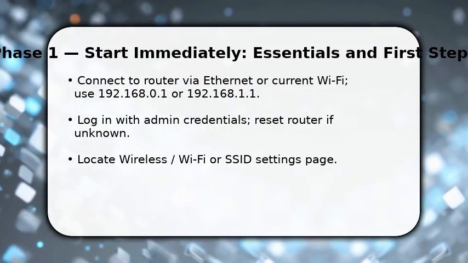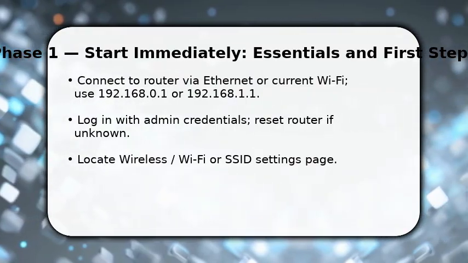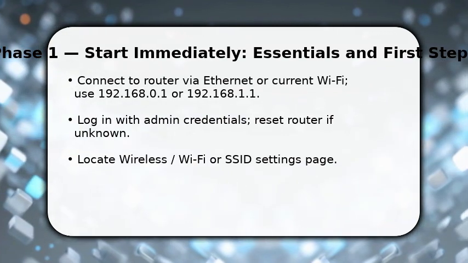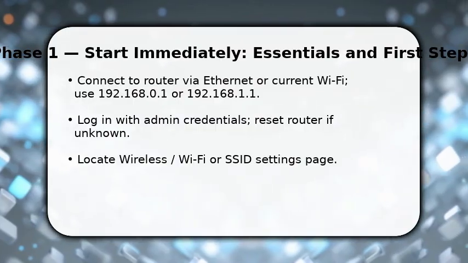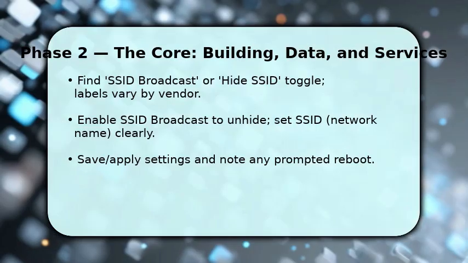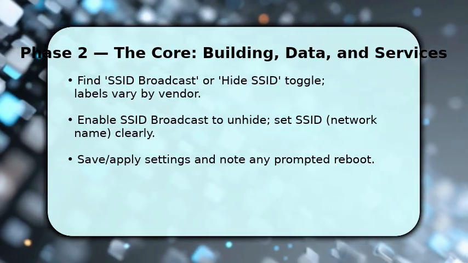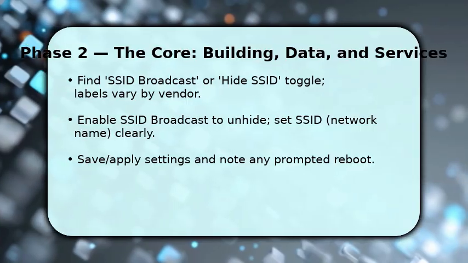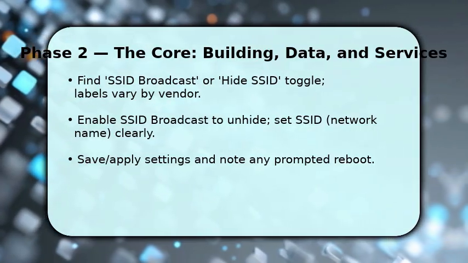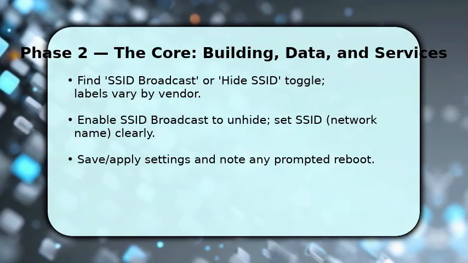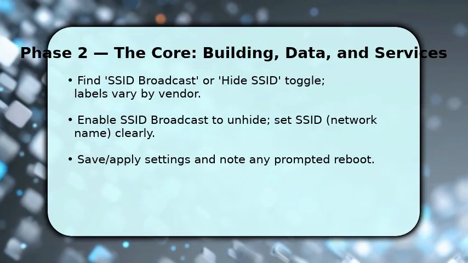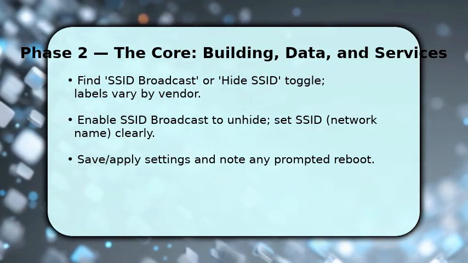Once you're logged in, navigate directly to wireless, Wi-Fi, or SSID settings, so you can find the option that controls SSID broadcast. Now change the SSID broadcast setting. Look for SSID broadcast or hide SSID. Different vendors label it differently. Switch it to enable SSID broadcast so the network appears in device lists, and while here confirm the SSID name is correct and recognizable.